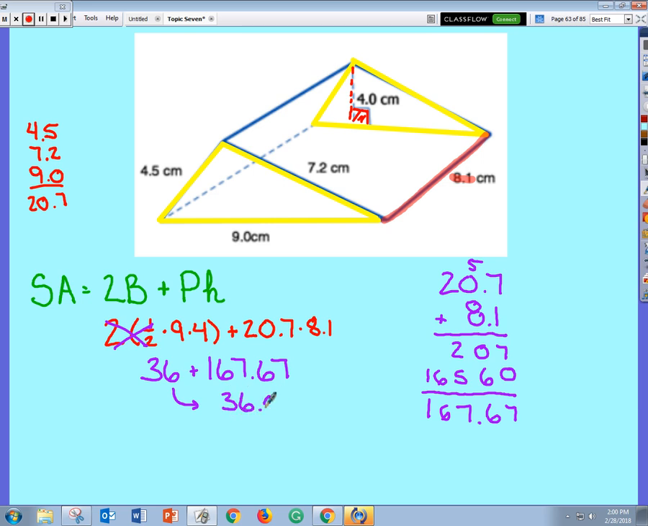If I'd like to, I could put a decimal and line up 2 zeros to fill up that tenths and hundredths place. We will now add that 7, that is 6, gives me a 13, that's 9, that's 10, that's 2, that gives me 203 and 67 hundredths square centimeters. That is how we can calculate the surface area of a triangular prism using this formula here. 2 times the area of the base plus perimeter times height.